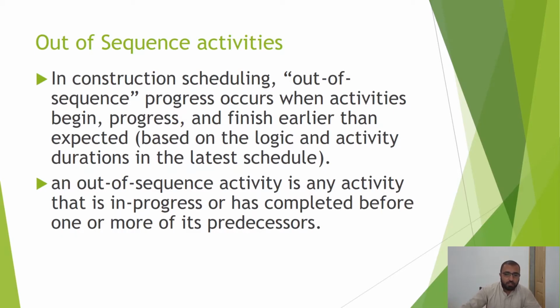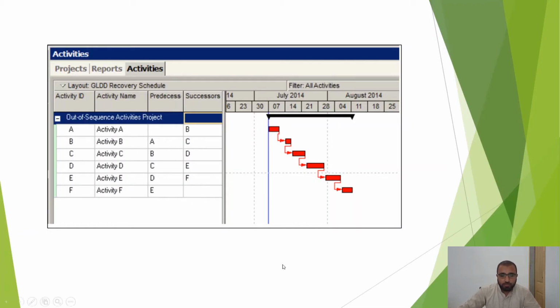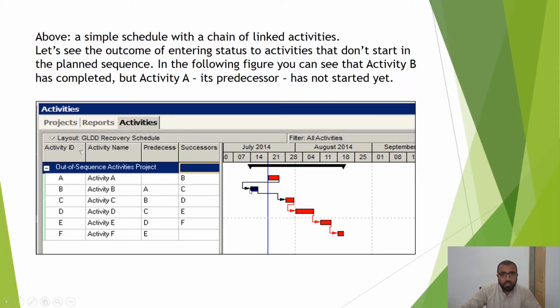For example, here is a very simple schedule. You have 5-6 activities, and they are linked with the FS relationship. Now you see here that activity B has started earlier than activity A, but you have given its logic as finish to start, and activity A is still not started. So this type of activity is called an out of sequence activity. Now I will show you in a real schedule what an out of sequence activity is.